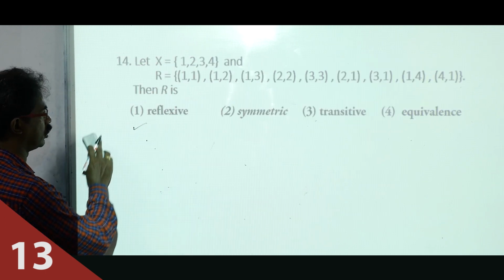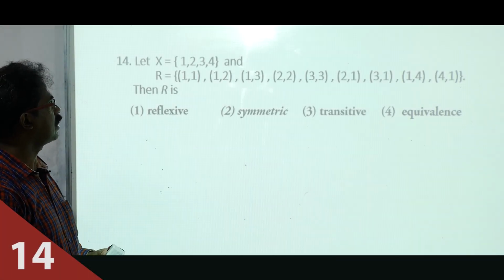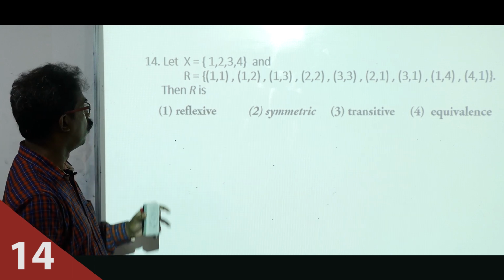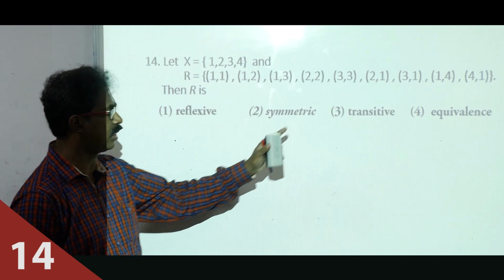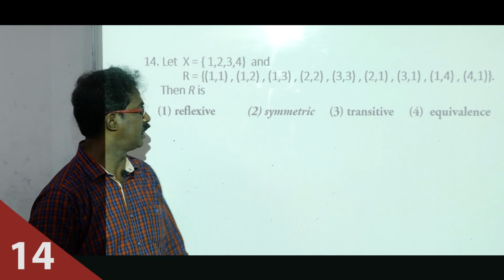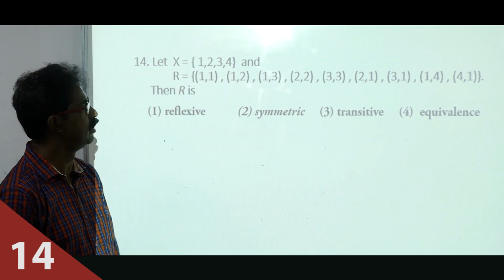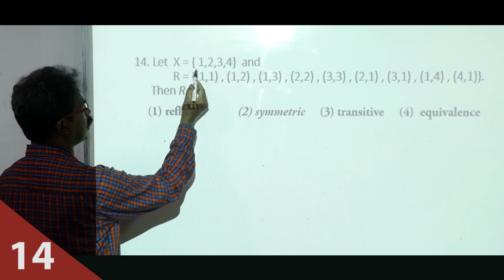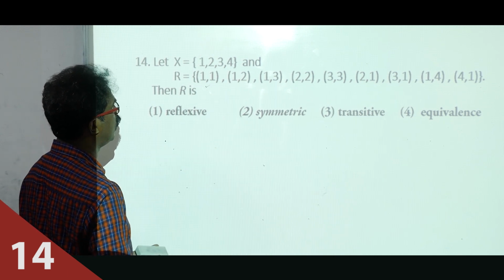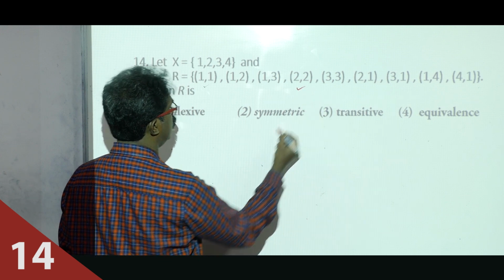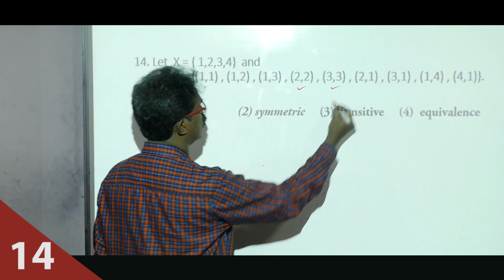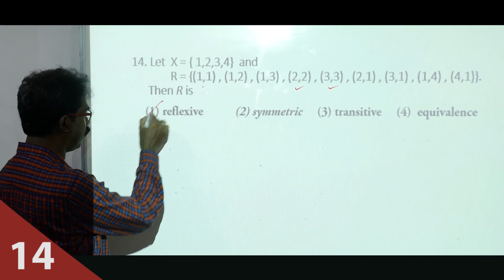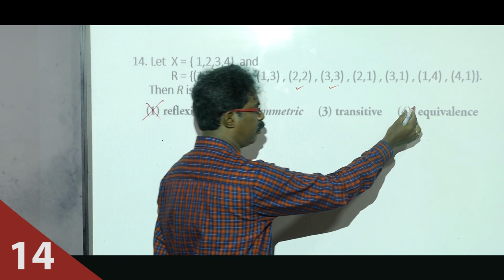Now we go for question number 14. Now listen to this one. X is given as 1, 2, 3, 4. A relation is given. Now they asked whether this relation is reflexive, symmetric, transitive. If all the 3 are satisfied, we say it is an equivalence relation. First we check for reflexive. Reflexive means every element must be related to itself. 1 is related to 1, yes. 2 is related to 2, yes. 3 is related to 3, yes. 4 must be related to 4, but it is not there. So it is not reflexive. If it is not reflexive, definitely it won't be equivalence.